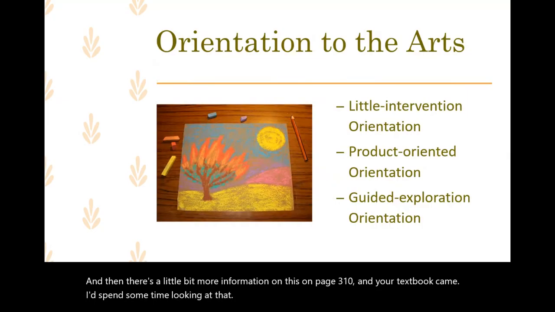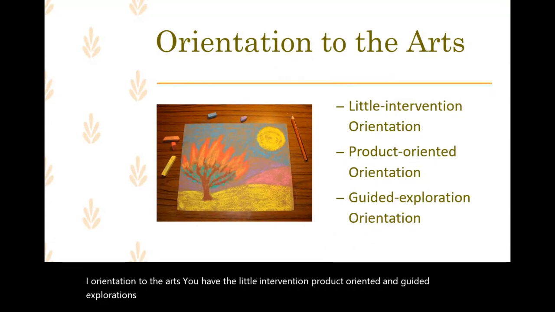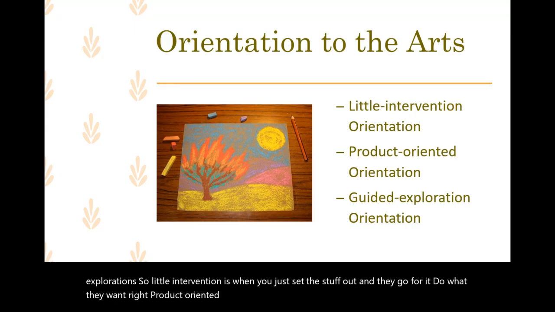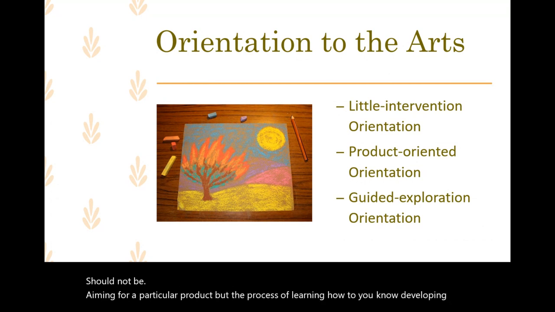All right, orientation to the arts. You have the little intervention, product-oriented, and guided exploration. So little intervention is when you just set the stuff out and they go for it, do what they want, right? Product-oriented is when you have an end product in mind and you help them work towards that end product. Keep in mind developmentally appropriate practices and the age groups, which should not be aiming for a particular product, but the process of learning how to, developing those skills to be able to create something.